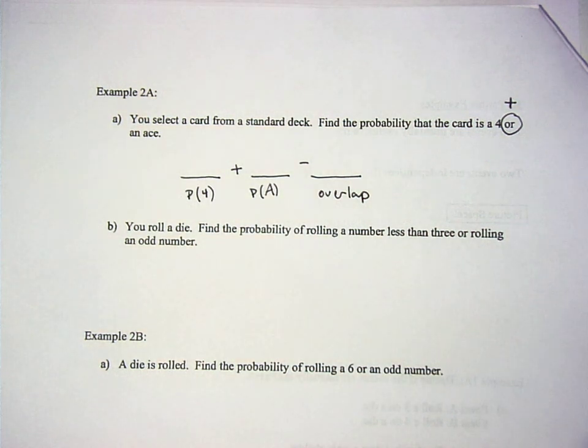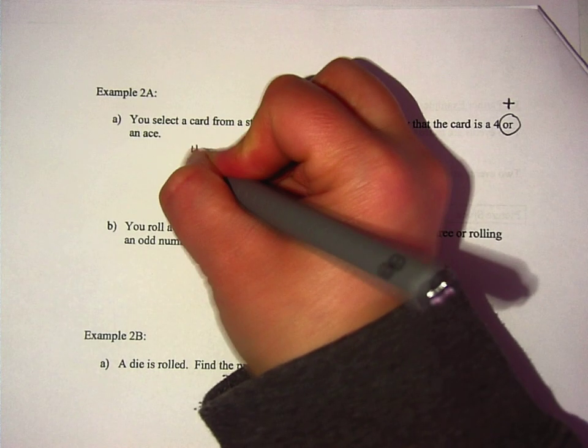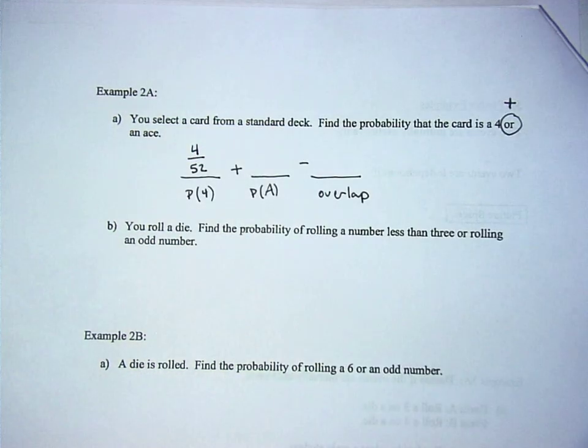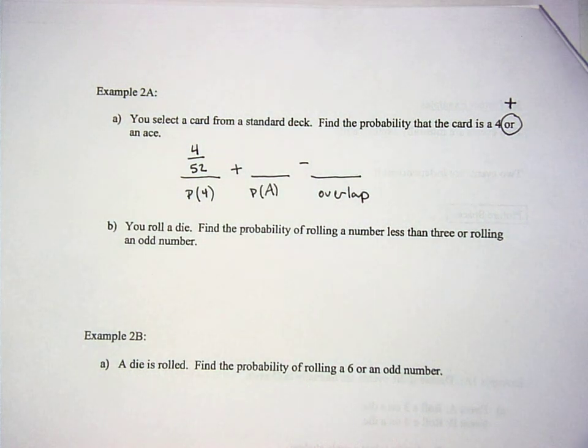So how many cards in the deck are a 4? 4. 4 out of 52. And how many cards in the deck are an ace? 4. Yep.